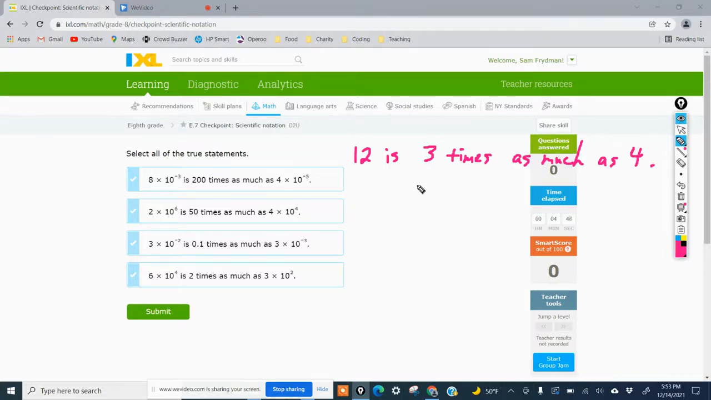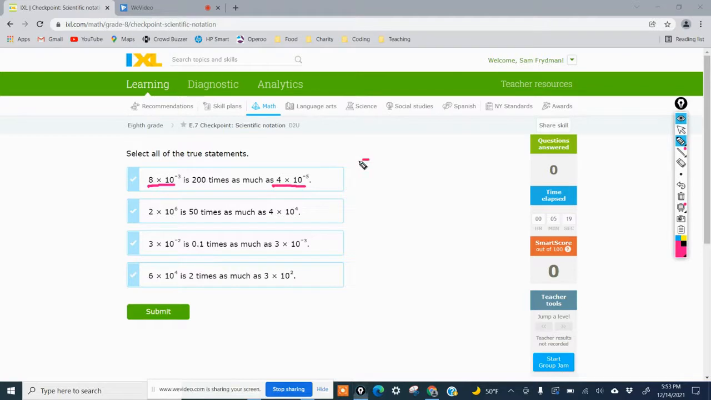But in your head, what you probably did was you took this number 12 and you divided it by this number 4. So 12 divided by 4 is equal to 3, which means that 12 is 3 times as much as 4, right? 4 times 3 is 12. So that's the strategy that we're going to use for these. If it's asking you, is this many times as much as this, then what you need to do is take this number and divide it by this number.